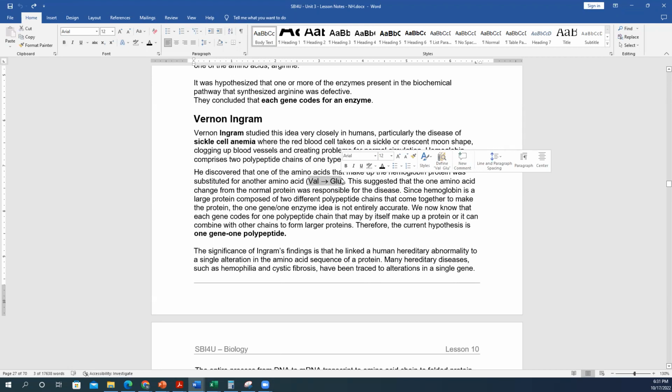And this is significant because there are many hereditary diseases, hemophilia and cystic fibrosis being certainly famous examples of them, that can be traced back to alterations in a single gene.